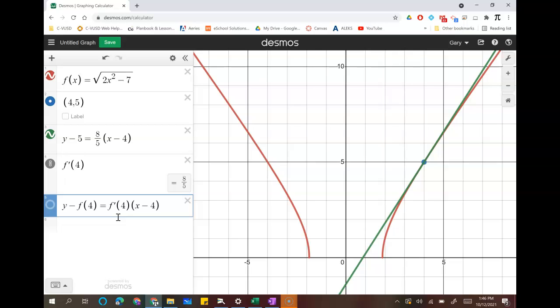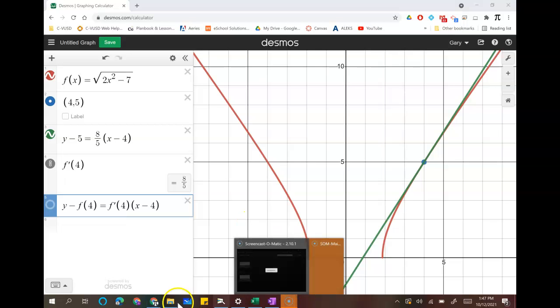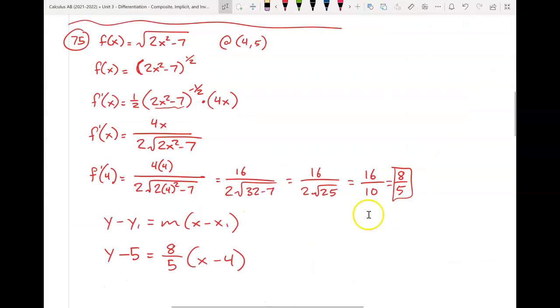You can do something very similar to that in your graphing calculators. Actually, there is a derivative feature. If you want to start looking for it, you can, but that is problem number 75. All right. Let's see, where was that? That was right here. There we go.